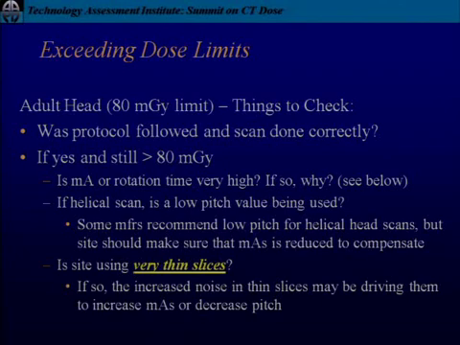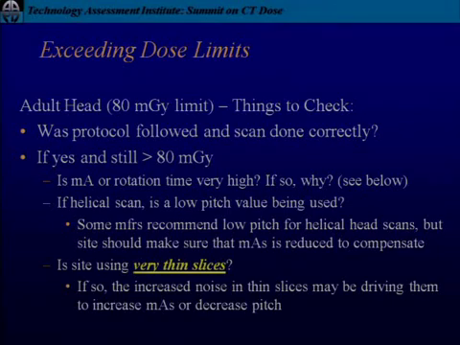Is the mA or rotation time very high? You saw a great example. Now I can't remember who did it. You showed earlier when they went from a 4-slice to, or maybe it was a single slice to 4-slice, and they went from 170 mA in 2 seconds to 340 mA in 2 seconds. Whoops. I'm sure they didn't mean to do that. Okay? But it's not uncommon for this to happen. It's not common, but it's not uncommon. So is the mA or rotation time still too high?